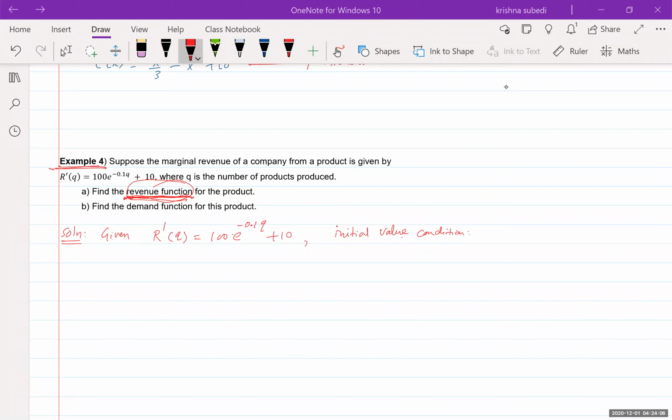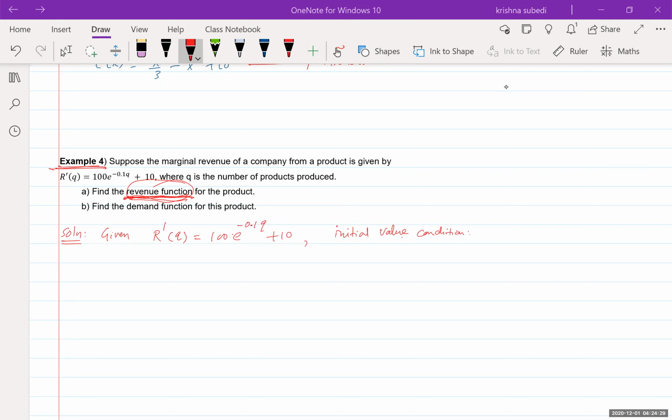Okay, in examples 2 and 3, the initial value condition is given explicitly. It's not difficult, the initial value condition is given clearly. But here, even though it's not clearly given, you can figure it out using common sense.